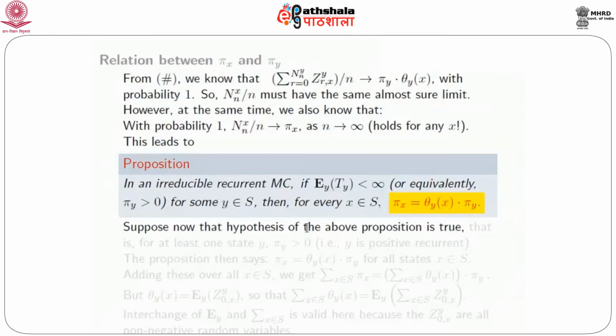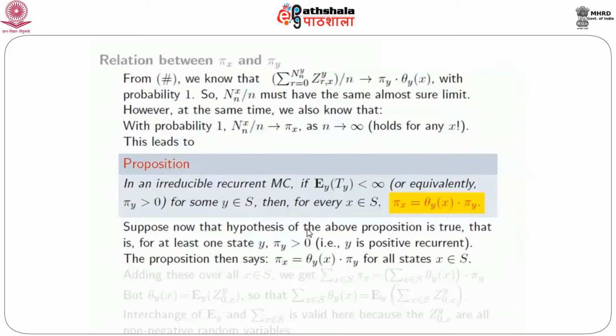Suppose now the hypothesis of the above proposition is true. That is, there is at least one state y for which pi y is positive. That means y is positive recurrent. The proposition then says that this is true, pi x equal to theta_y(x) times pi y for all states x in S. Now suppose we add it over all x's, add both sides over all x's. Well, what do we get? On the left hand side we get the sum of pi x, x in S. On the right hand side, pi y is free of x and we are adding over x. So we get pi y, and then in front of that the sum of theta_y(x) over all x in S.